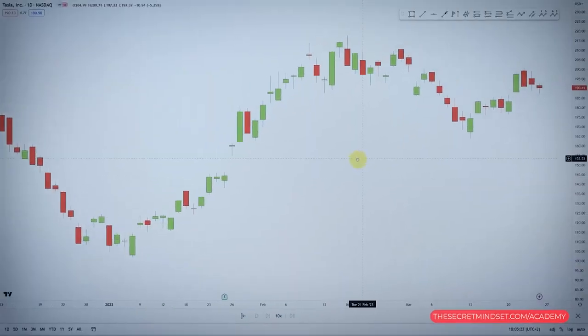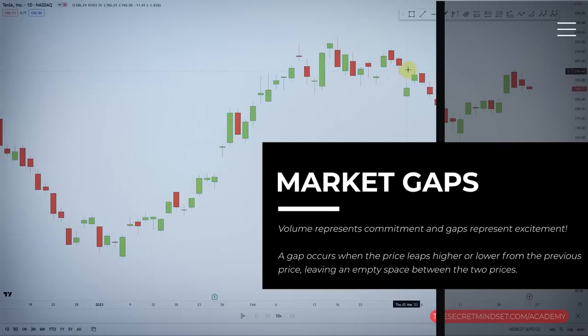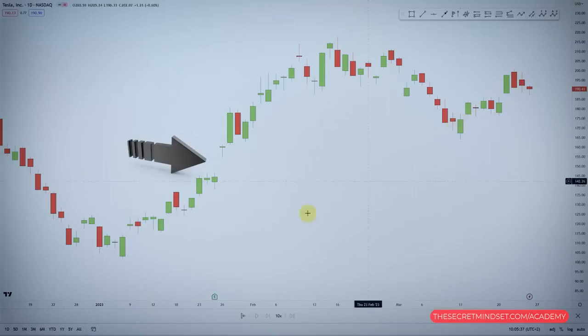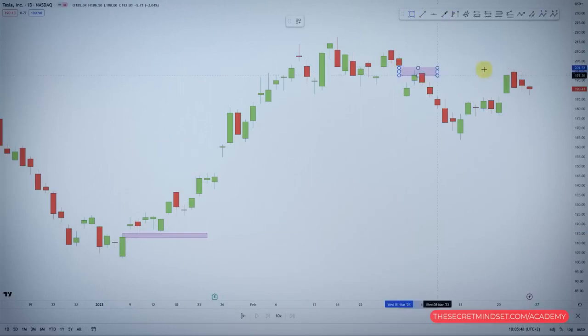If volume represents commitment, then gaps represent excitement. A gap occurs when the price leaps higher or lower from the previous price, leaving an empty space or gap between 2 prices. If you trade stocks or indices, you'll often see blank spaces, which represent times when no transactions took place within a particular price range. Normally, this occurs between the close of the market on one day and the next day's open. This space between 2 consecutive days' price ranges has various degrees of significance.